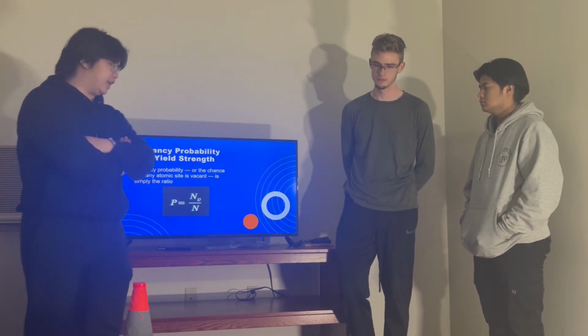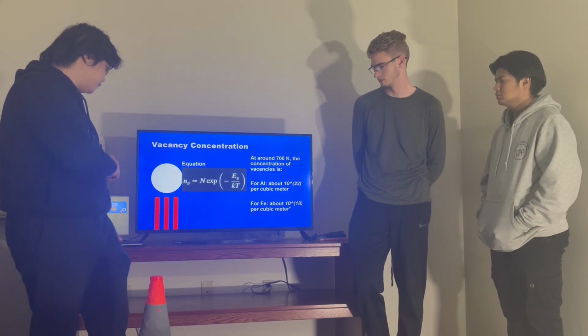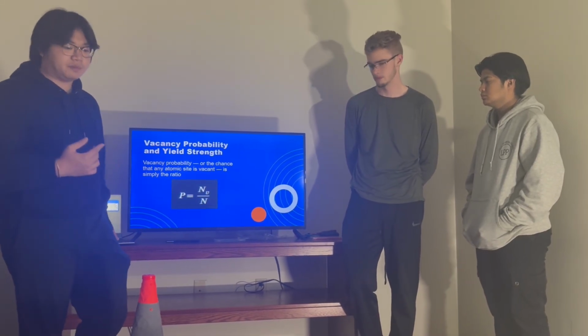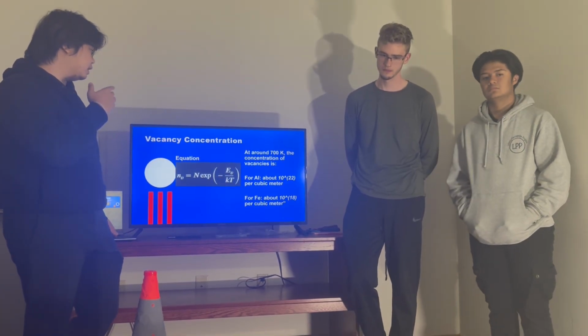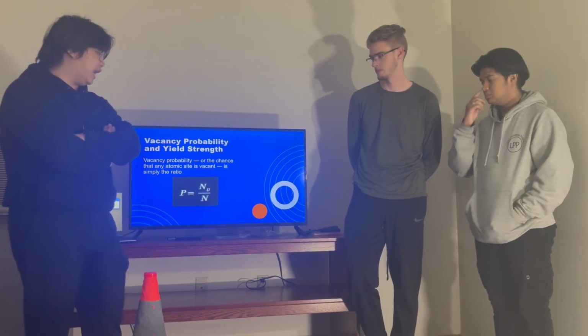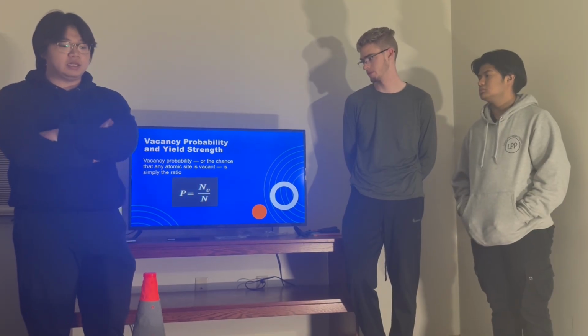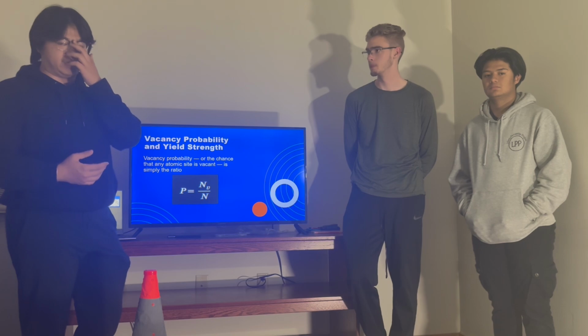And in this formula, we have P equals N_V divided by N. Basically what this is saying is you take the vacancy and you divide it by your N value, which is dependent on your atom. And that's how you find the probability. So if it has a higher vacancy, it's going to have a higher probability. And if it has a lower N value, it's going to have a higher probability as well, because they go hand in hand.